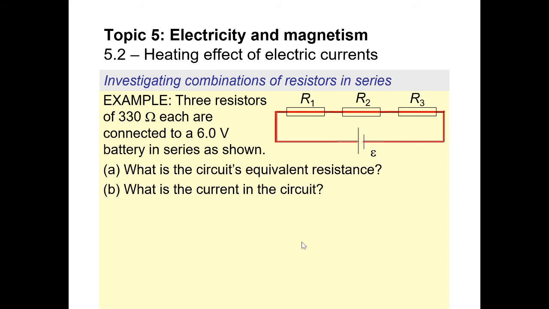So everything that I've just talked about is here. Let's do a first example, and this first example is on the series circuit. Then we'll have one example on the parallel circuit, and then we're done. Three resistors of 330 ohms each are connected to a 6-volt battery in series as shown. What is the circuit's equivalent resistance? Equivalent resistance is the same thing as total resistance. So let me just quickly sketch this.